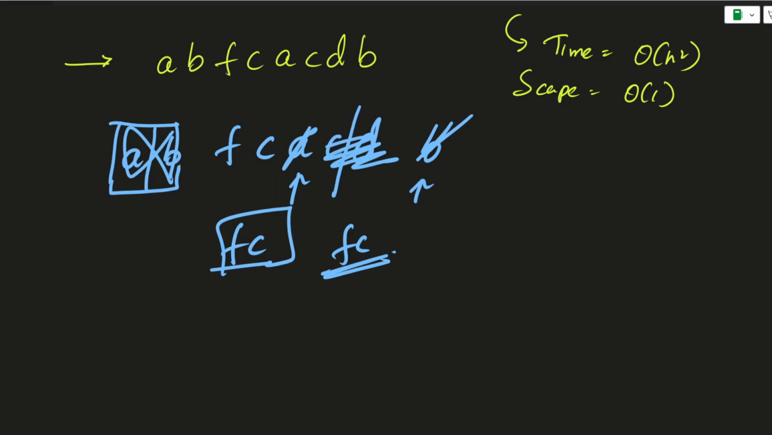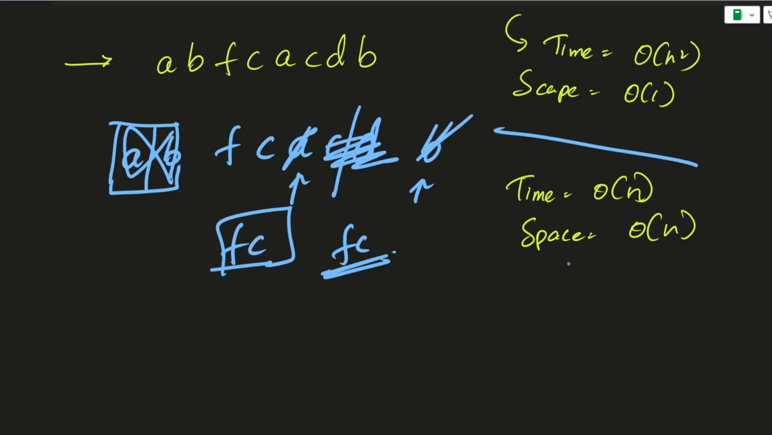The next approach would be using an in-place stack. It's an array problem because in most languages we can't change the string. So the first approach is big O of n square, and the second approach has time complexity big O of n and space also big O of n because we're creating a stack here.